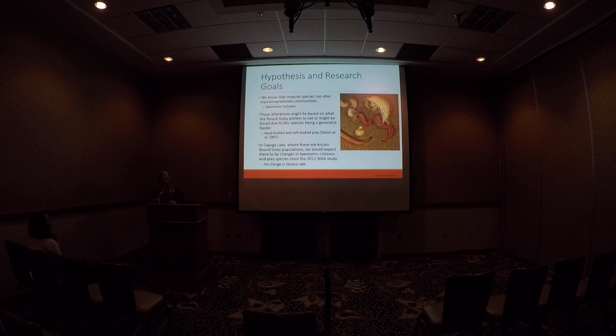So for this study, we have a little bit of background knowledge going into it. We know that invasive species can impact macroinvertebrate communities. So we wanted to keep in mind the taxonomic richness and look at the taxonomic richness in these communities to see if that was being impacted by the presence of the round goby. We also know that the round goby has prey preferences, so we wanted to look at specific species that the round goby was feeding on to see what their abundances were like from pre-invasion to post-invasion.